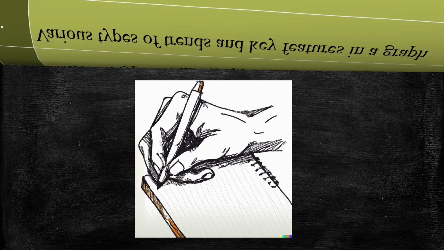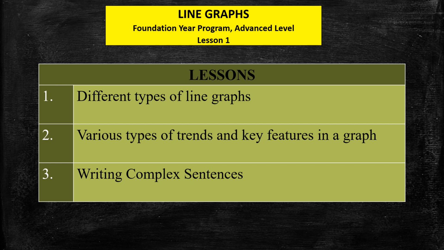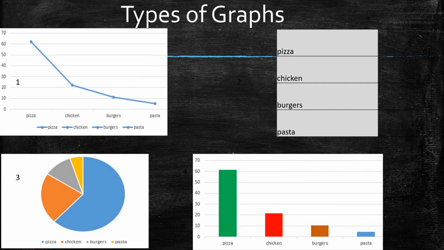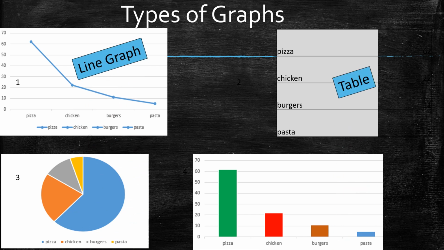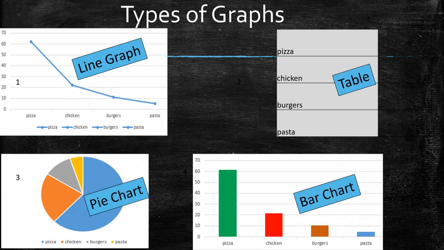The lesson was different types of line graphs, various types of trends and key features in a graph, and writing complex sentences. There are different types of graphs which you can interpret and write in detail about what is happening in the graph. It is line graph, table, pie chart, and bar chart. For this lesson, we will be concentrating only on line graph. Later, I will teach you table, pie chart, and the bar chart also.